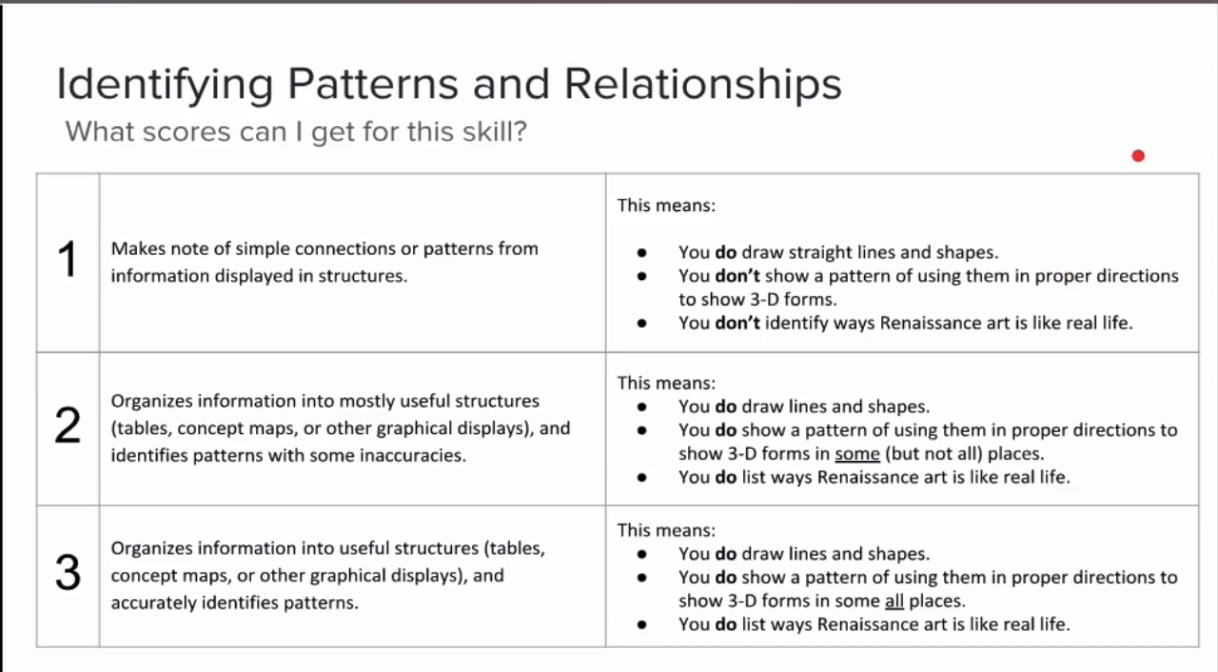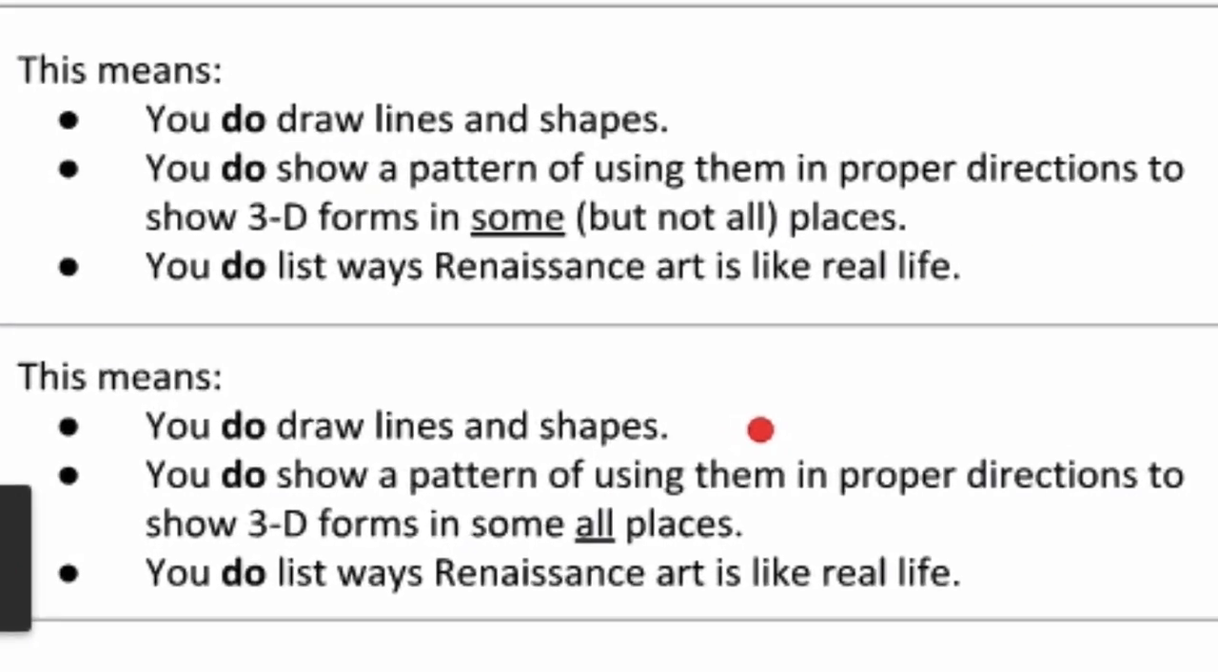When you're all done with your cityscape drawing, it is going to receive a score. And we will be looking for those 2 skills that I mentioned in order to give you a score for this. You can earn a score for each of those skills anywhere from 1 to 3 points. You can earn 3 points if you are able to draw lines and shapes, and you do show patterns in using lines and shapes in the proper directions to make your drawing look 3-dimensional.